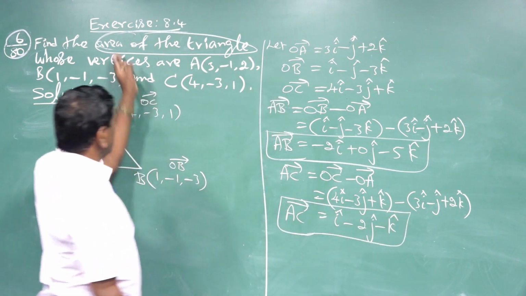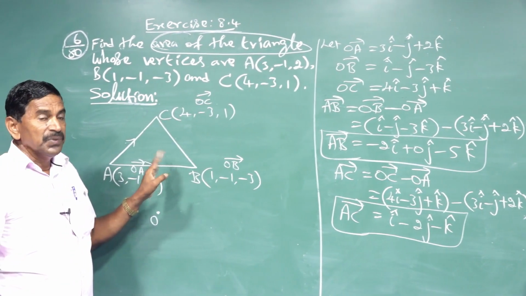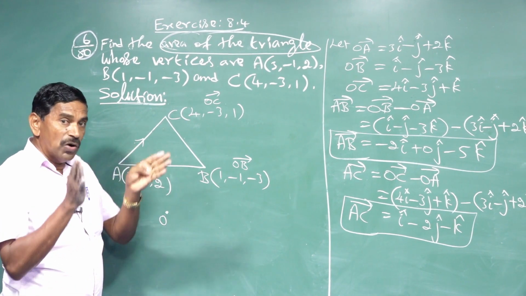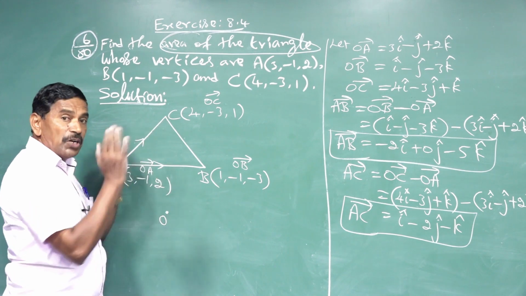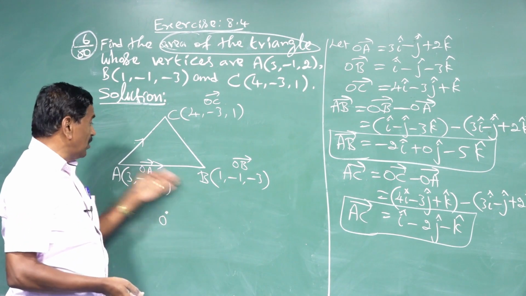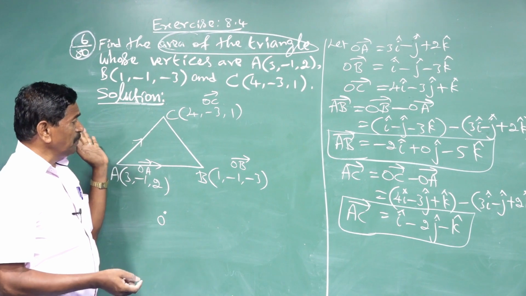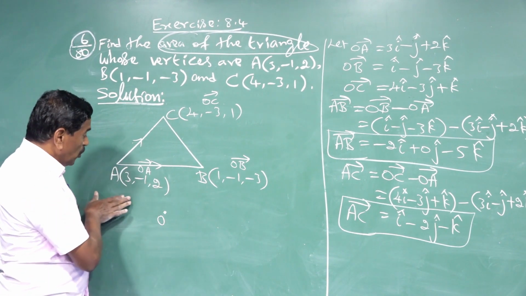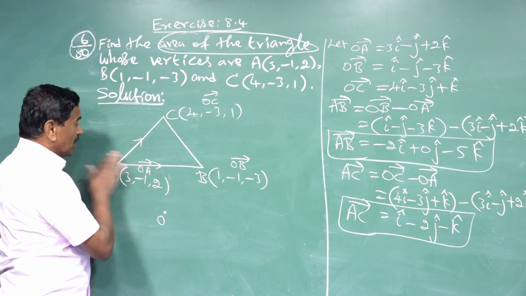Remember again, find the area of the triangle whose vertices are given. Now area of the triangle ABC is equal to half into modulus of AB vector cross AC vector. That is half into modulus of the cross product of adjacent sides. Here AB vector and AC vector are taken as adjacent sides. AB vector and AC vector are ready. Now I want to find AB vector cross AC vector.